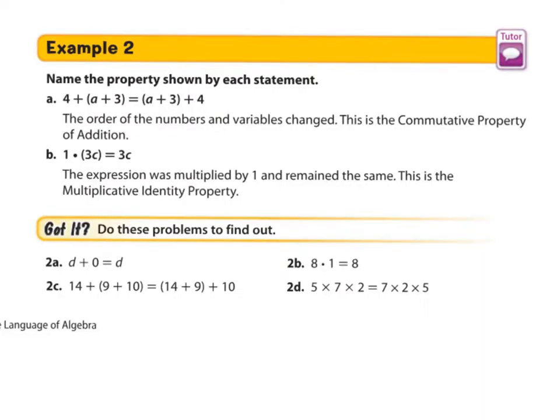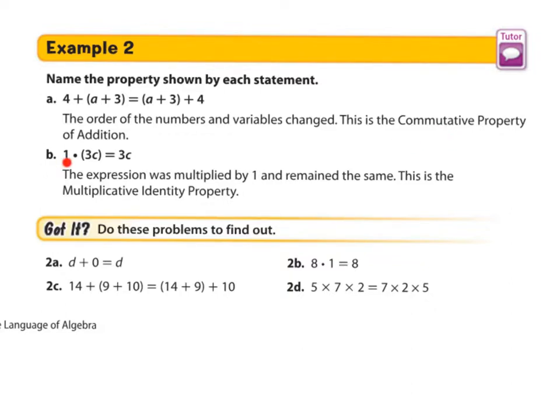Okay, now for example 2, we're going to be implementing some of these properties by simplifying these algebraic expressions. Let's see here. Name the properties shown by each statement. We have 4 plus parentheses a plus 3, and a plus 3 again plus 4. Now again, we did not move the parentheses. It's still a plus 3 first. But we did put the 4 at the end of the number sentence. So what have we done here? We've just changed the order. So this is the commutative property of addition.